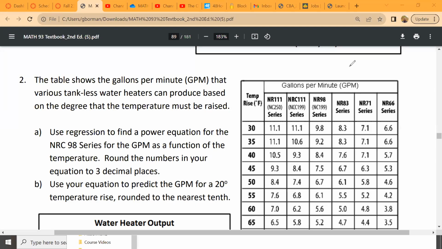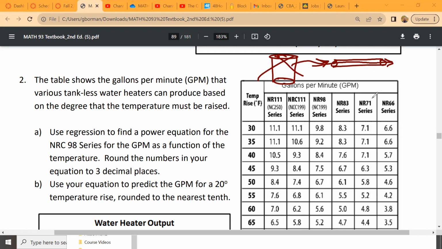So now we're in section 3.2. The table shows the gallons per minute that various tankless water heaters can produce based on the degree that the temperature must be raised. So instead of having a big water tank in the garage or whatever that heats up the water and then you send it through the house through the pipe, you don't have that. You just have these pipes. This is my understanding. You have these pipes and they get hot. And then as the water moves through the pipes to the shower or whatever, the water heats up.